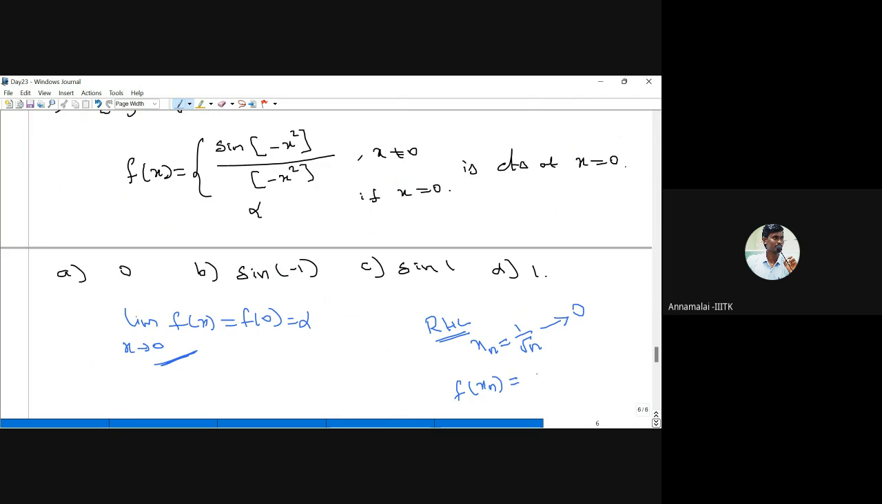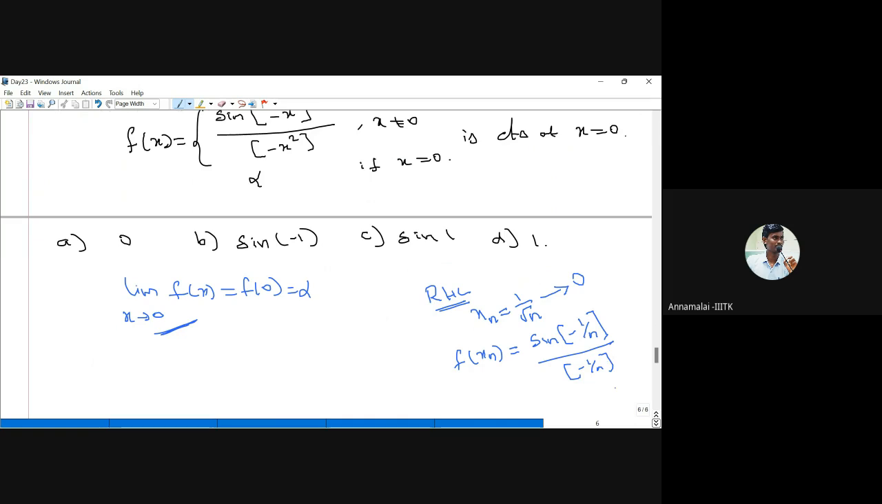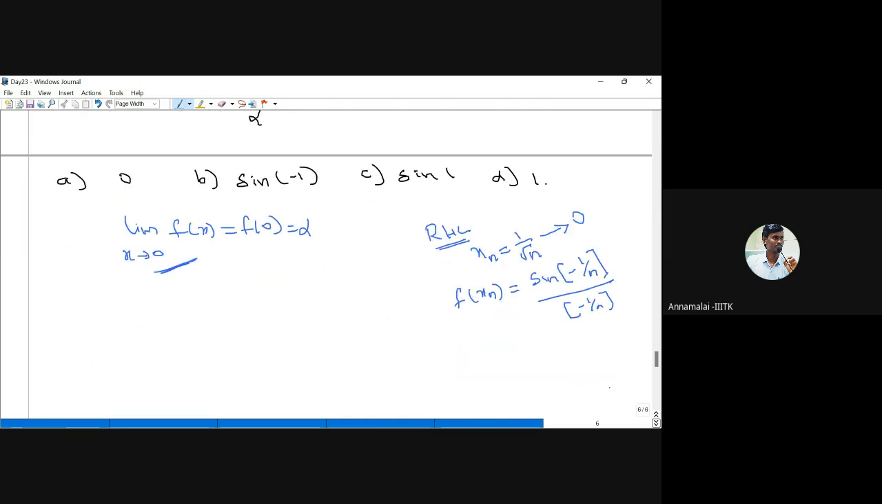This goes to sine of integer part of minus 1 by n, because the square and square root cancel, divided by minus 1 by n. So you can take minus outside, because sine is an odd function: sine of minus x is nothing but minus sine x. Therefore minus minus cancel, and we get sine of 1 by n by 1 by n.